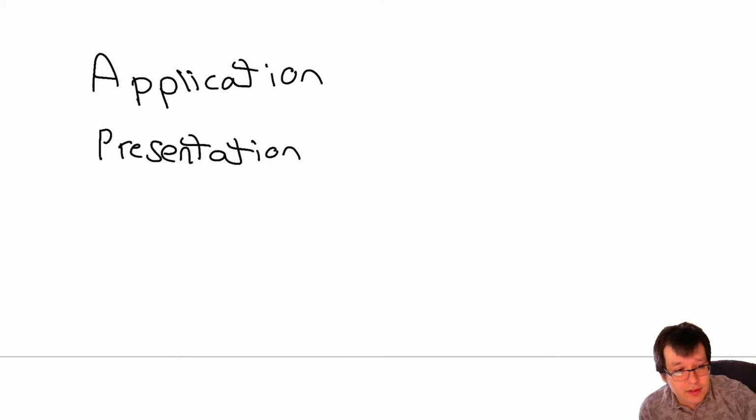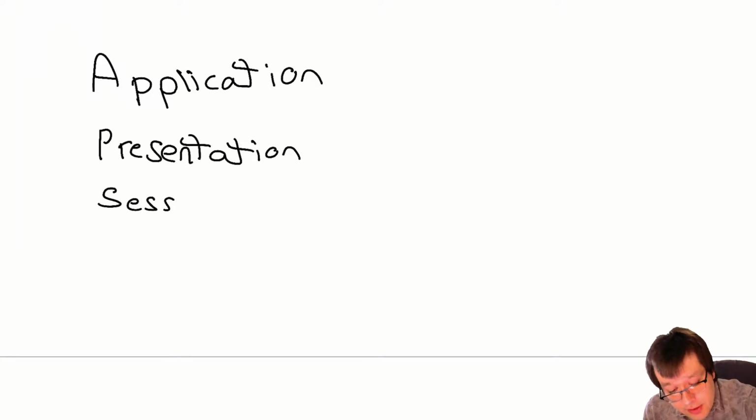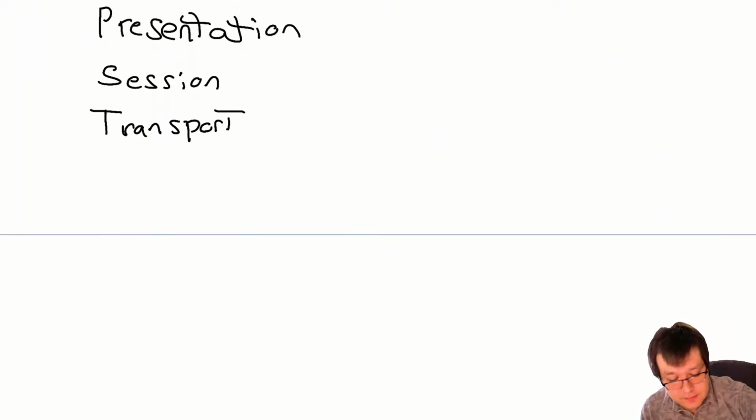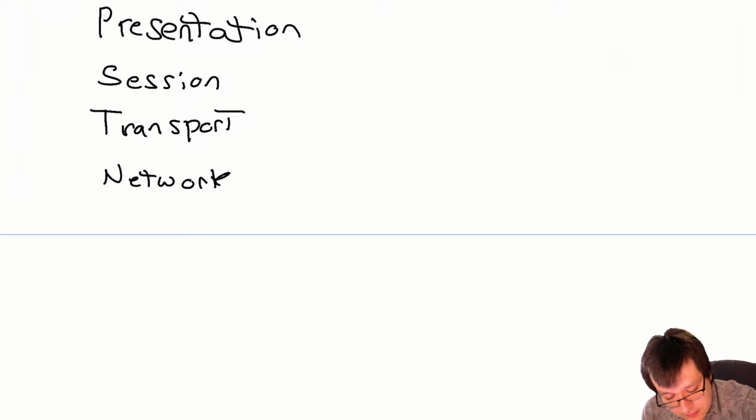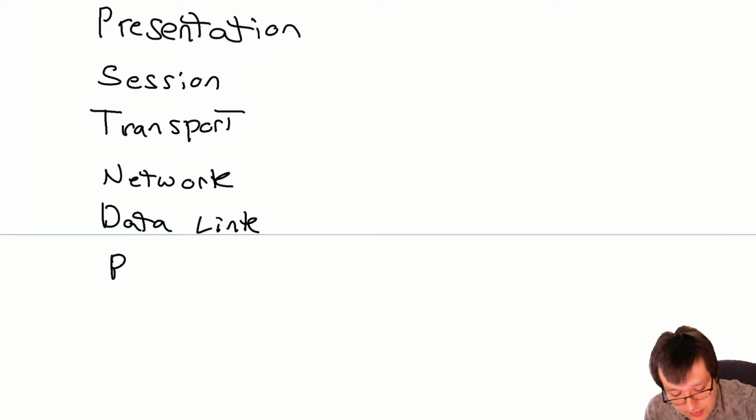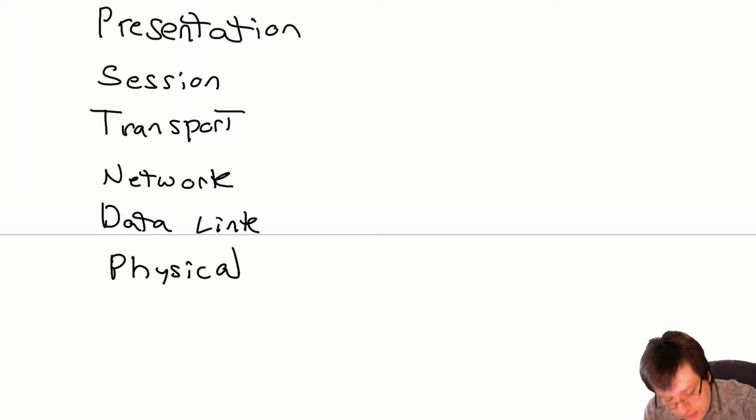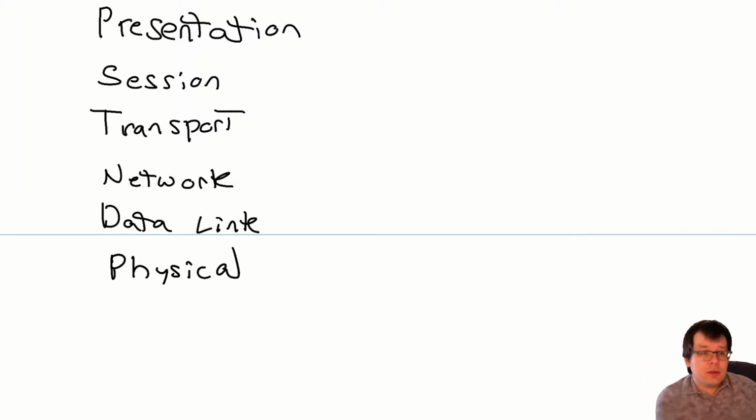So the first layer is application. After that, you get the presentation layer. Then you get the session layer. Then you have transport. Then you've got network. Then you have what's known as the data link layer. And finally, you have the physical layer. Okay? So let's start talking about these in order.